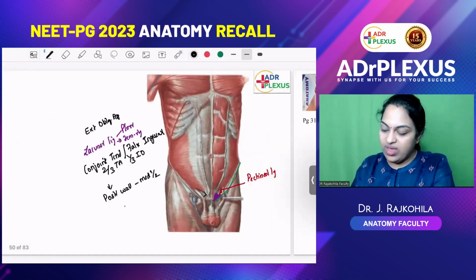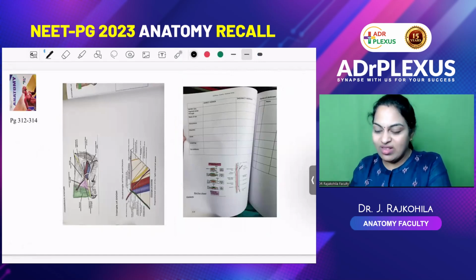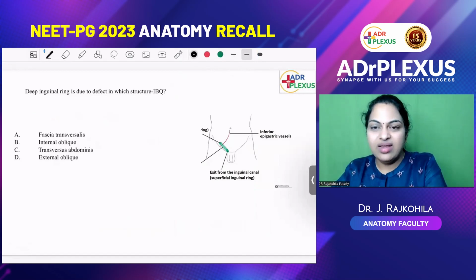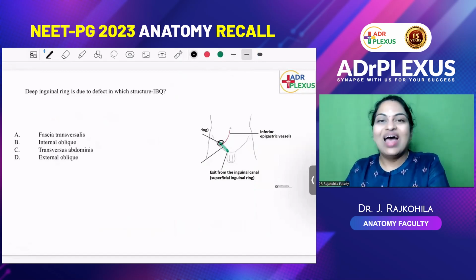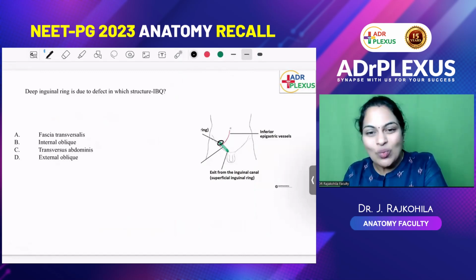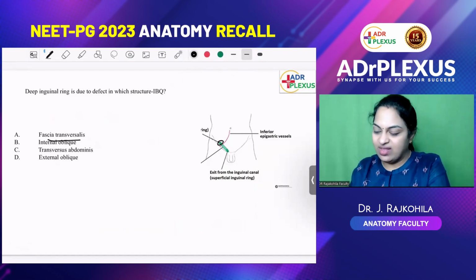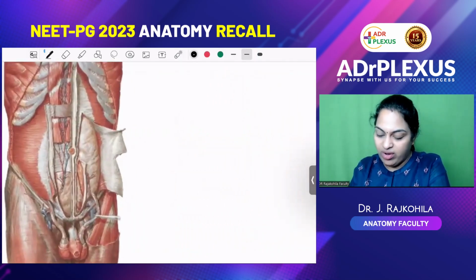Okay. So yes, we have talked about it in our classes. You would have written it in the workbook also. Got it right? This was a direct question, an image-based question with the deep inguinal ring given, asking what the defect is due to. So easy, hope you got it right. We'll discuss a few points about it because it's a repeat and an interesting, important one.